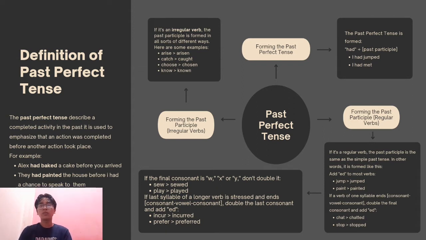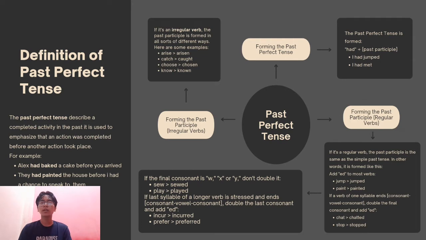Now we will move on to forming of the past perfect tense using regular verbs. If it's a regular verb, the past participle is the same as the simple past tense. In other words, it is formed like this: add -ed to most verbs, and you can see the example above. And if a verb of one syllable ends in consonant or vowel plus consonant, double the final consonant and add -ed. But if the final consonant is w, x or y, don't double it.